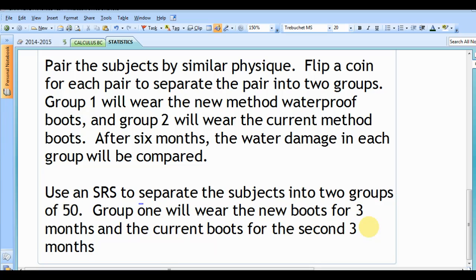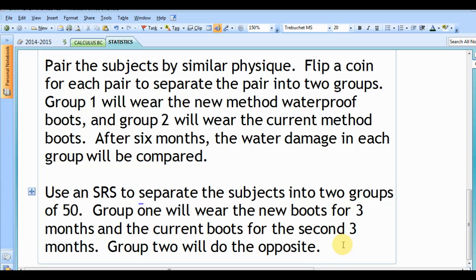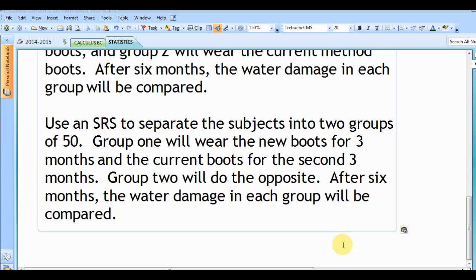Okay. And then group 2 were the current groups for the first 3 months, and the new groups for the second 3 months. Okay. And then after 6 months, compare their opinion of the groups and compare the water temperature. Sure, I'll do it.